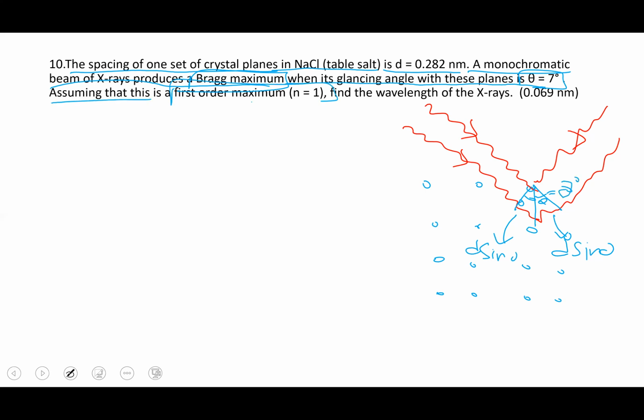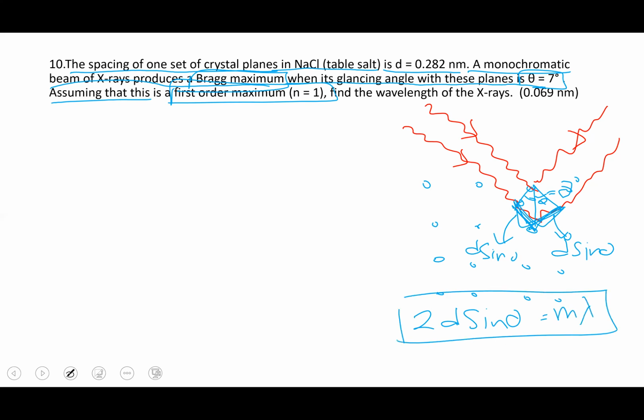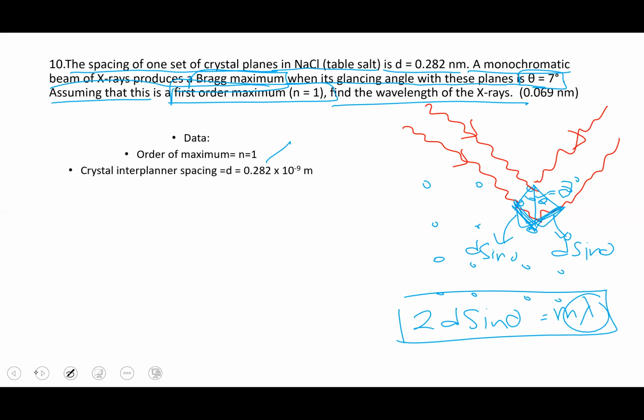Assuming that it is a first order maximum, that means n or m, the whole distance from here to here is 2d sine theta is equal to m lambda, because it is the first order, so m is equal to 1, or n is equal to 1. We have to find the wavelength of the X-rays, so we have to find lambda in this case. We have the data now. The order is m or n, equal to 1. The crystal inner plane spacing is d, which is 0.282 × 10^-9, or you can say nanometers. The angle theta is 7 degrees. Wavelength we have to find out. We have the formula 2d sine theta is equal to m lambda, or n lambda. In this case, it is going to be 1.